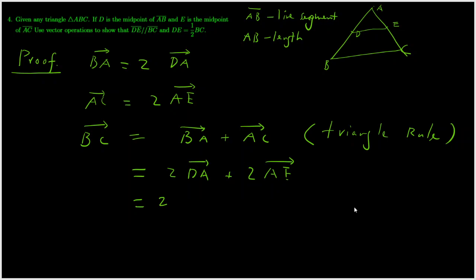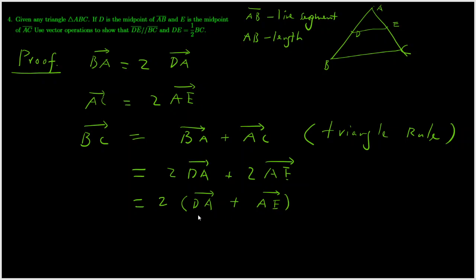terms. You have 2 times the vector dA, and then plus the vector AE. Using the properties, we summarize the properties, so in the future you can use the properties for any proof. So does that make sense? Okay.